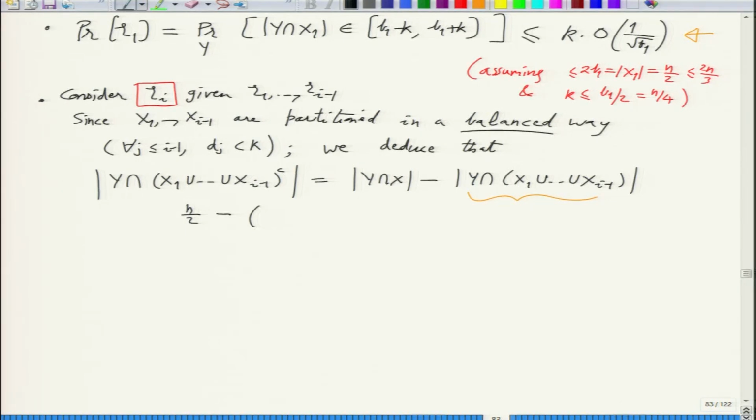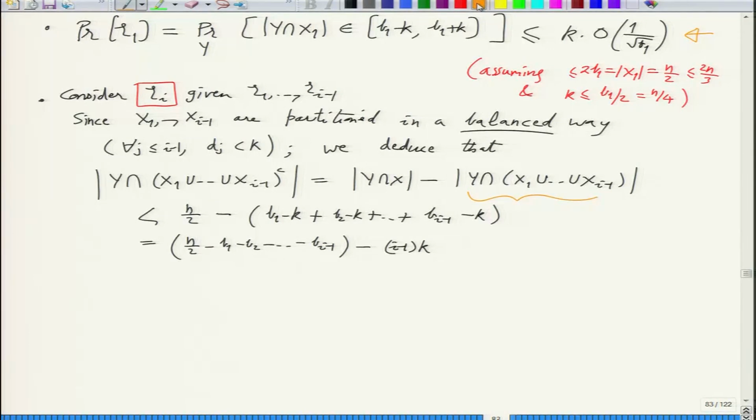So what is the lower bound? So this will be less than, put each of these lower bounds. So y intersection x1 is at least b1 minus k, and with x2 it's at least b2 minus k, and bi minus 1 minus k, which is n by 2 minus b1 minus i minus 1 times k. What is this term? It should be plus, sorry, plus.